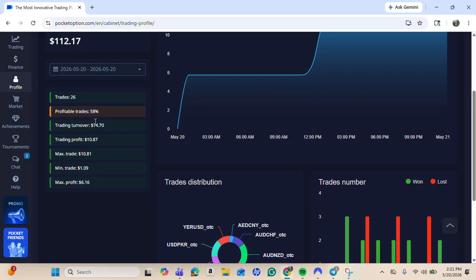And I have a 58% win rate. Trading turnover 74, and I did 26 trades. Did more than that, but it's alright. So see you next time, and I'm gonna show you what I'm gonna do with this much. Start off with this again.